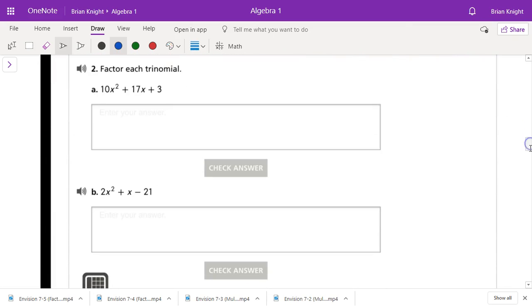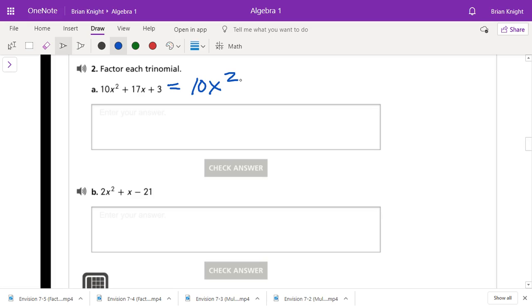So I'm going to rewrite this. I take the 10 and the 3 and do what with them? Multiply. Remember, you say the A times the C. Okay? So 10 times 3 is 30. What are the factors of 30 that add up to be 17? 2 and what? 2 and 15.